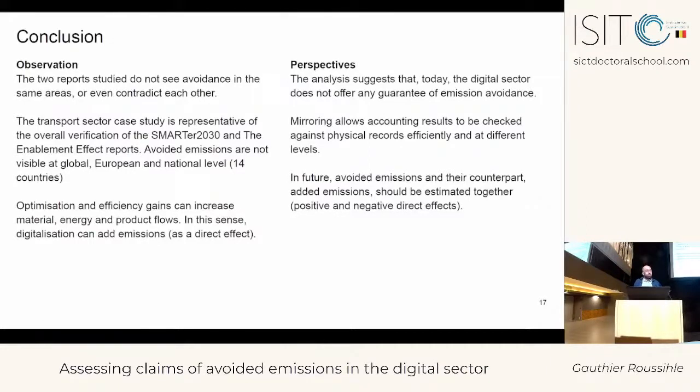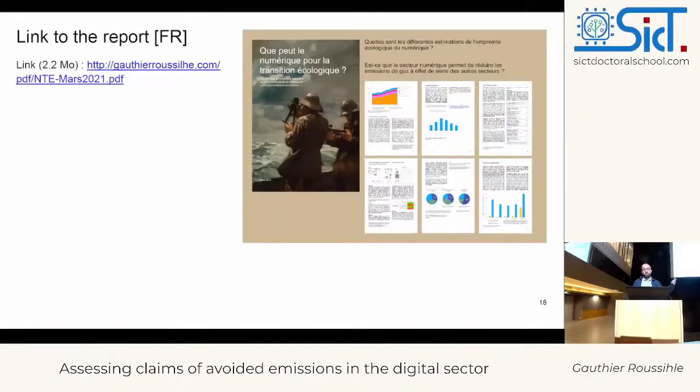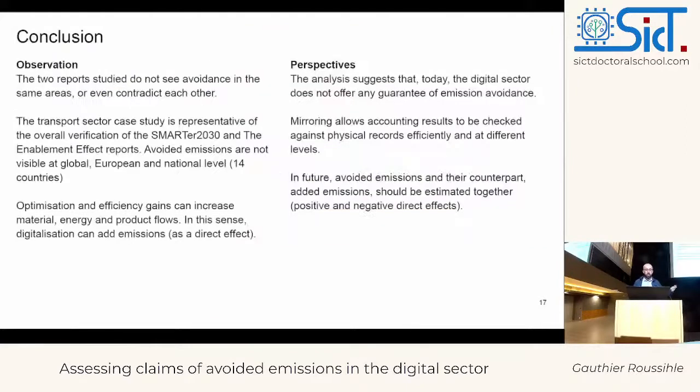So my observation from that comes from a report that is 80 pages long, which looks at every sector, and also does a bit of explanation about how we calculate global estimates. Only in French, sorry. So basically, these two reports, GSMA and GeSI, don't see the avoidance in the same sectors, and they even contradict each other.